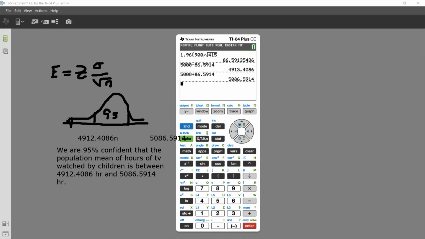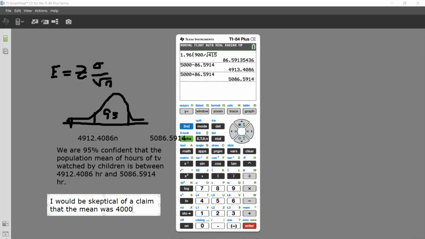So if somebody said to me, well, my kids only watched 4,000 hours, I would tend to be very skeptical of that claim. To answer that question, you can say, I would be skeptical of a claim that the mean was 4,000 hours. You could have a sample that was biased, but you're 95% confident that you fall within those two numbers. So that's what's going on there.